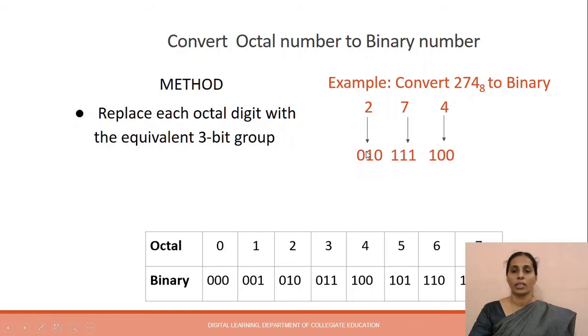So here we have a leading 0. While writing the equivalent in binary, we can remove this leading 0 at the beginning. So 274 in binary can be written as 10111100.